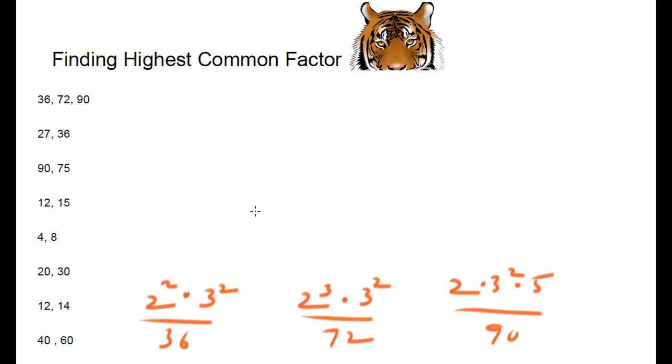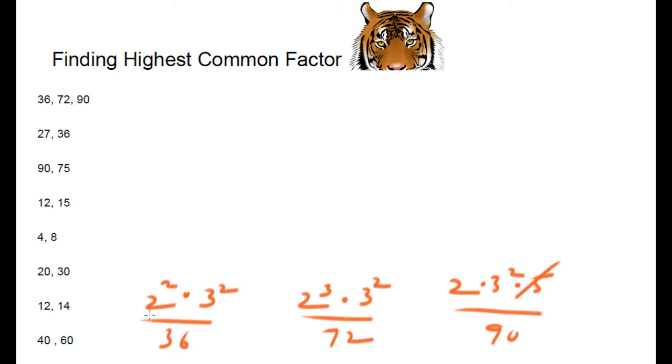So what's next? We have three sets of numbers, and the method is quite simple. Just remove the number that is not common to all three sets. So 5 is not common to all three sets. 5 is a factor of 90. It is not a factor of 72. It is not a factor of 36. So we can cross this out.